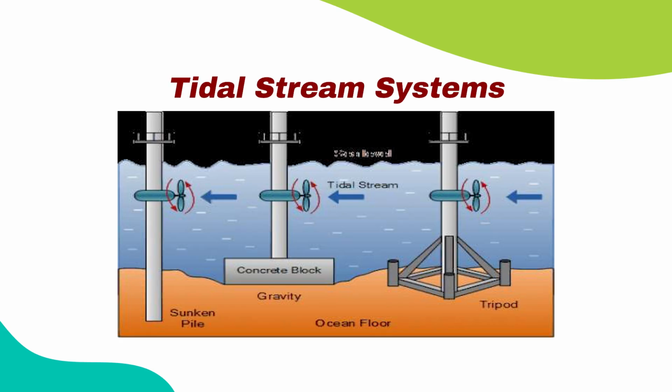The different types of tidal power plants include: number 1, tidal stream systems. These systems capture the kinetic energy of the moving water and are positioned in the path of strong tidal currents. They resemble underwater wind turbines and use the rotational motion of the blades to generate electricity.